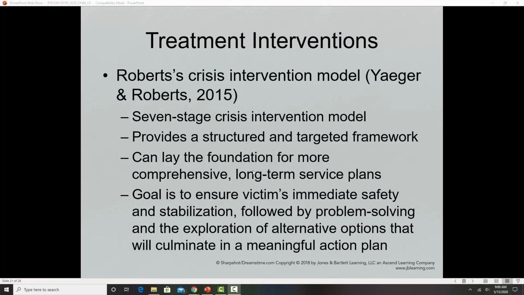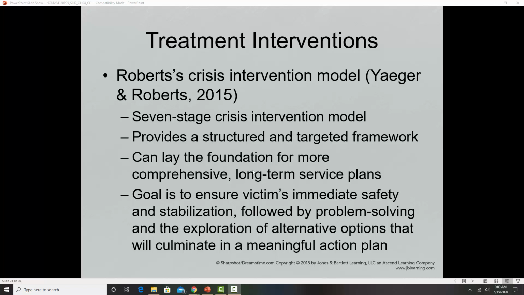Explore possible alternatives in terms of helping to resolve the crisis. That might be medications, it might be long-term therapy, it might be addressing coping skills. Formulate an action plan of the steps that can be taken to get the person back to a place where they feel healthy, and where they can move forward with their life.